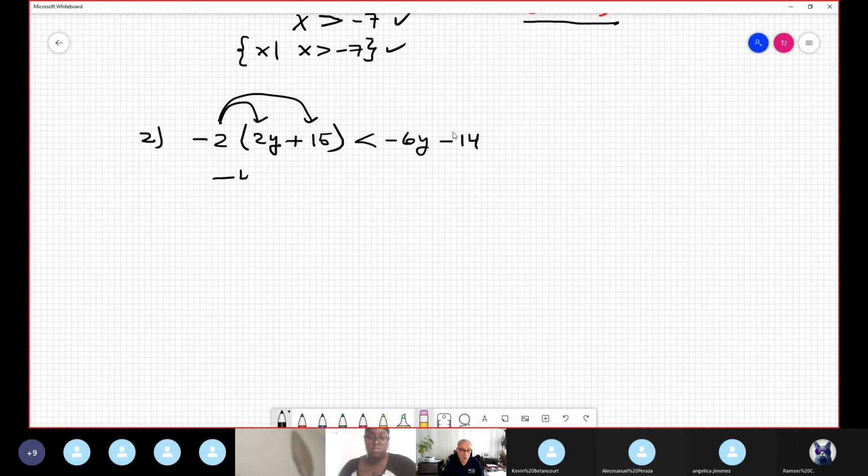This is minus 4y minus 30, no? Because negative 2 multiplied by positive 15 is negative 30. For a moment, the sign stays the same. The last step is the step in which you make a decision: switching or no. In this case, no. The only thing I did was distribute the property. And the right-hand side, I copy exactly the same.